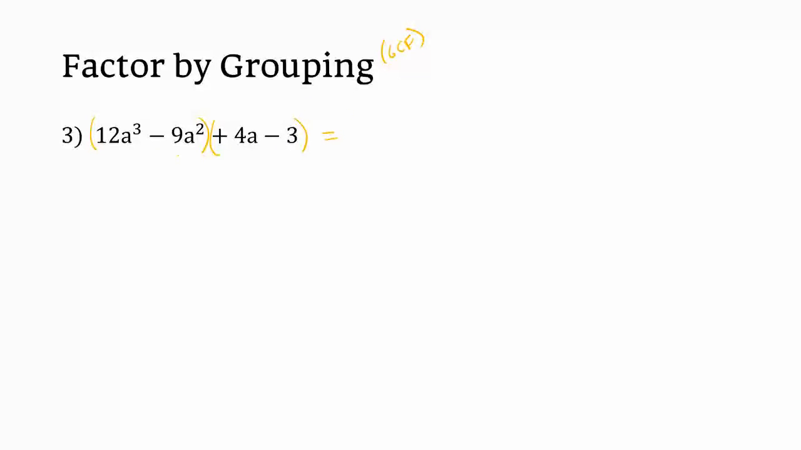So then I want to find the GCF between 12a to the 3rd and negative 9a squared. They're both divisible by 3 and a squared. When I do that, 3a squared and 3a squared, I'm left with 4a minus 3, which is good. That's what I want to be left with. Okay, what can I factor out of these? Nothing. A 1, and I'm left with 4a minus 3.